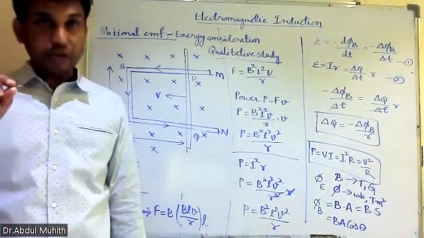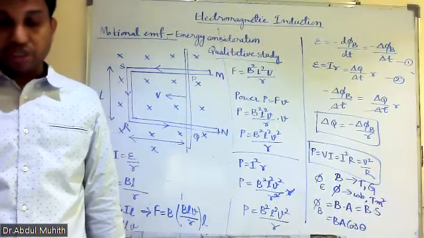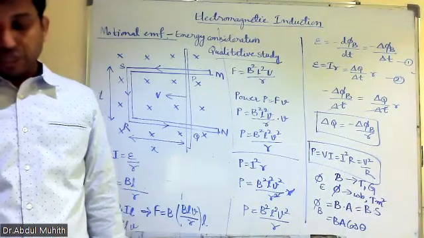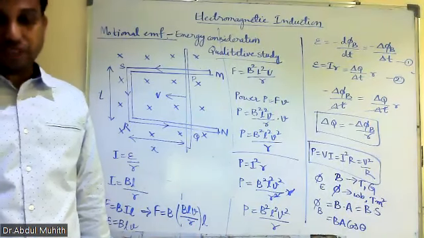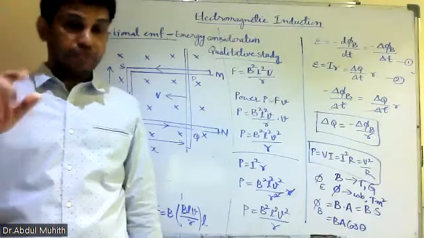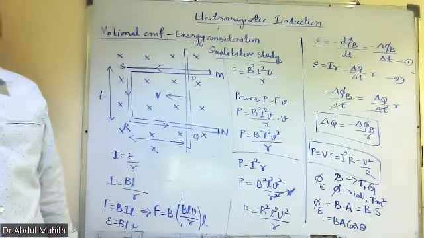It says that, once again I repeat, the polarity of the induced EMF is such that it tends to produce a current which opposes the change in magnetic flux that produced it. Clear? Write the statement as it is for both Faraday's law and Lenz law.